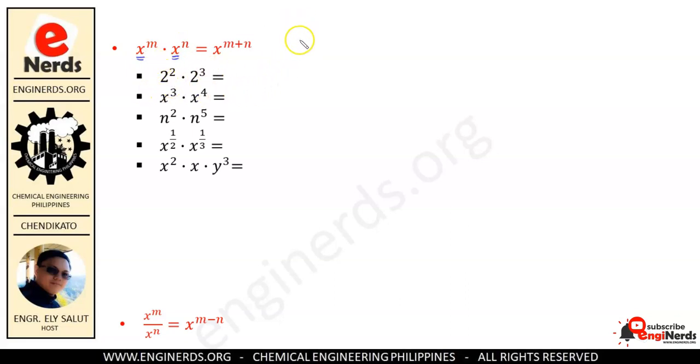So, let's give an example. Our first example, we have 2 squared times 2 cubed. This is equal to, so our base is the same, 2. So, this is equal to 2, we add the exponents, 2 plus 3, which is equal to 2 to the 5th, which is equal to 32. Then, next example, we have x cubed times x to the 4th. So, the base of our power is the same, x. So, we have x to the 3 plus 4, which is equal to x to the 7th.